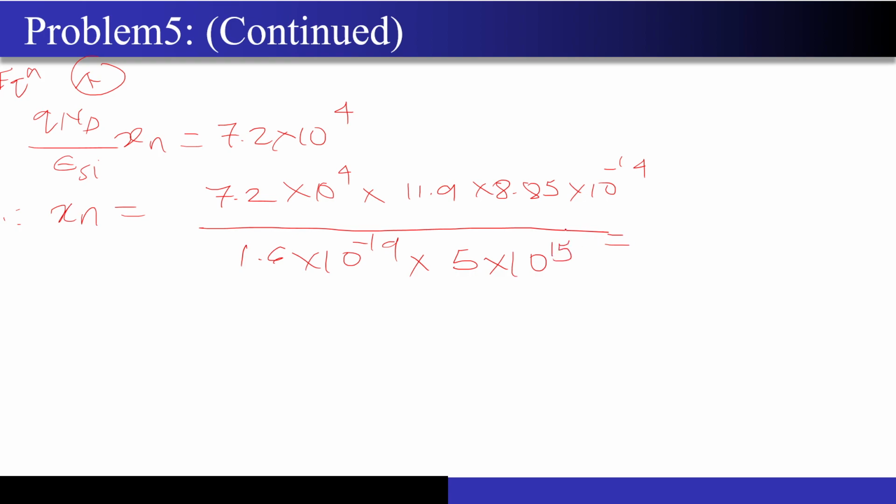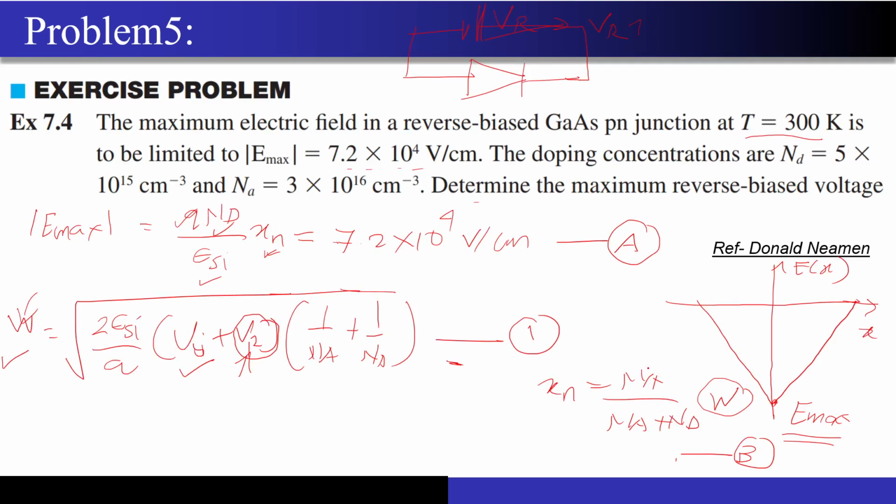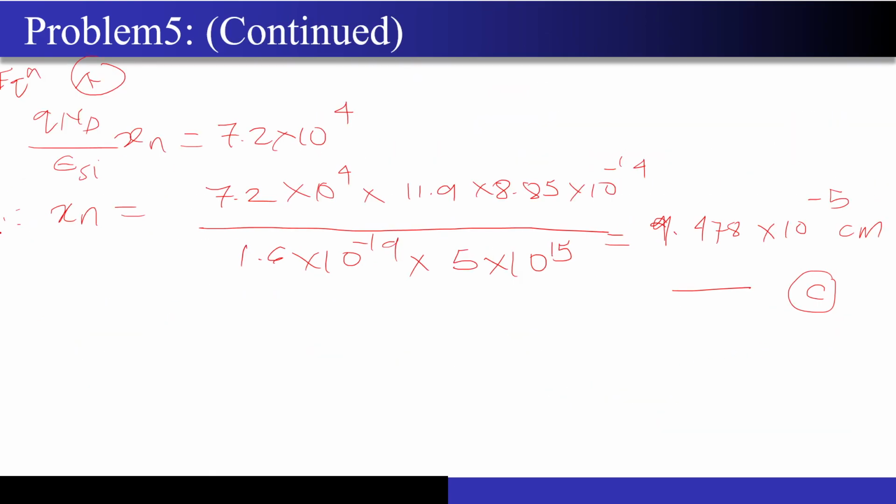So if we find out the value of this Xn that you are seeing over here, right? Now this value of Xn will come out to be something around, let me see, 9.478 into 10 to the power minus 5 centimeters, right? So now let me highlight this as equation number C, correct? Now what we are going to do, see this equation number B is there, right? And equation number C is there. So we will use both of them now. From B and C, correct?